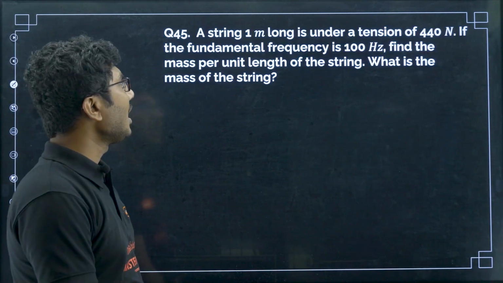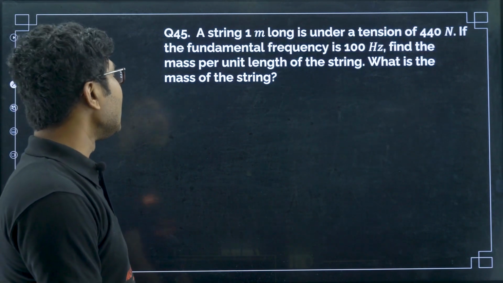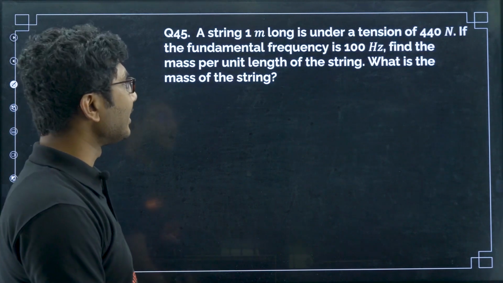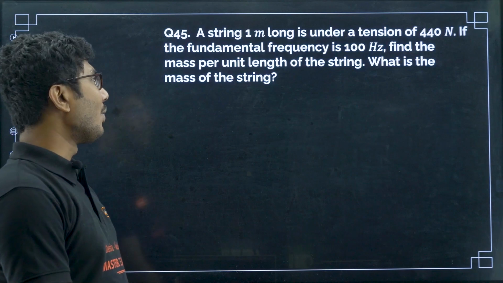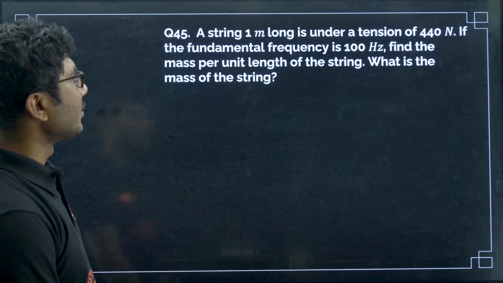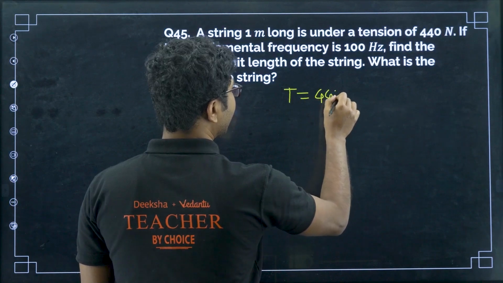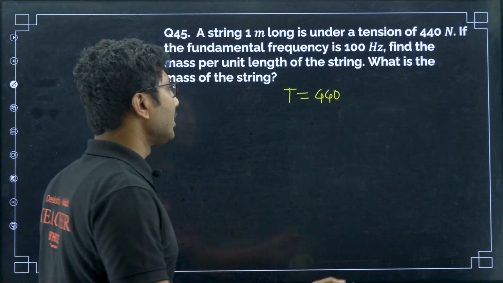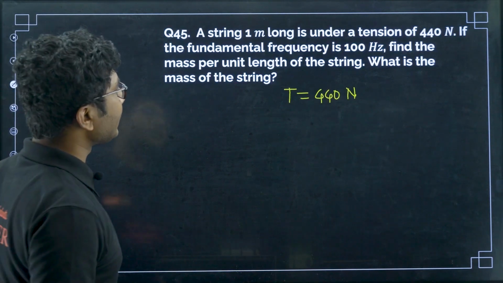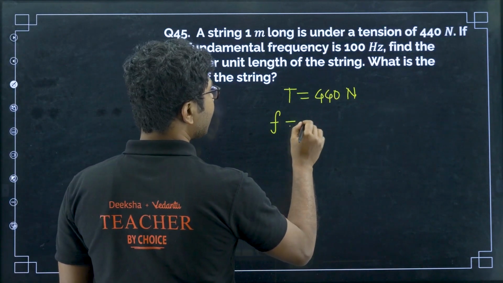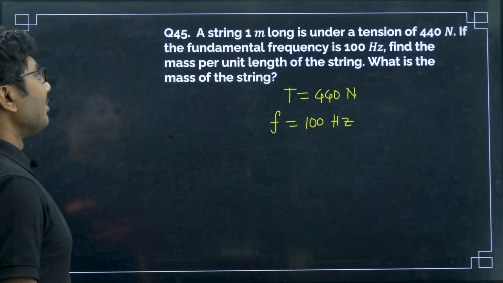Last question, a string 1 meter long under the tension of 440 Newton. If the fundamental frequency is 100 Hertz, find the mass per unit length of the string. What is the mass of the string? So tension is given by 440 Newton. Again, I will leave this with the formulas only. I will not solve it. And the fundamental frequency is 100 Hertz. Find the mass per unit length.